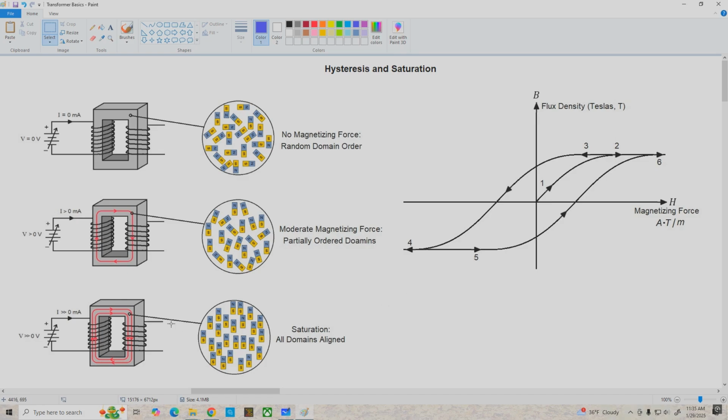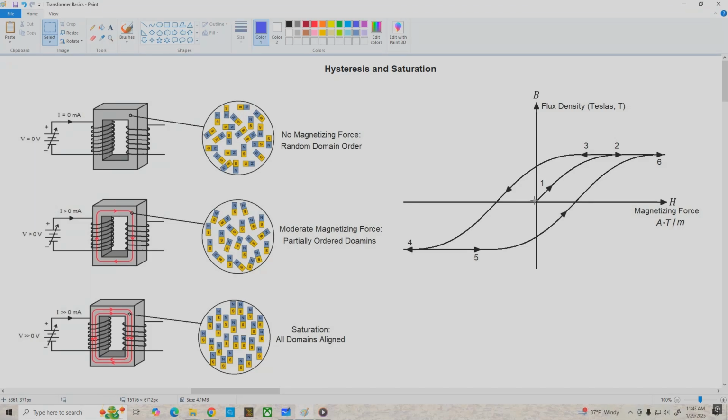That's point 2 here, and that corresponds to this bottom illustration. If at this point we keep increasing the primary current, we're not going to get an increase in flux density because we've already saturated the alignment of all of these domains, and the curve flattens out. Now, if we reverse the polarity of our applied voltage and current, we're going to begin to move back this way, and eventually we'll reach saturation in the opposite direction. That is, all these magnetic domains are aligned the opposite way. And if we keep repeating this process, we'll just keep tracing out this outer envelope of our hysteresis curve.